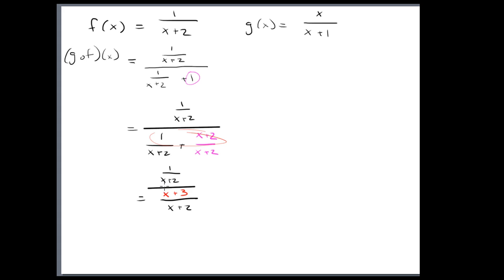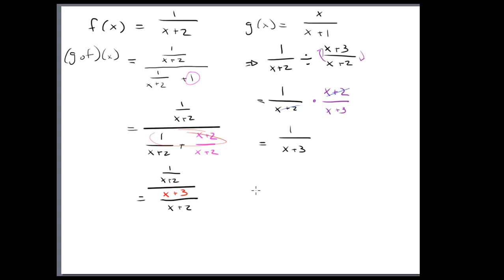So we have 1 over x plus 2 divided by the quantity x plus 3 over x plus 2. Oh my goodness. And now we replace this with its reciprocal, right? We flip the fraction to get x plus 2 over x plus 3. We're going to multiply. Now these are actually going to reduce out. So we'll get 1 over x plus 3. Wow. And that's our final composition.